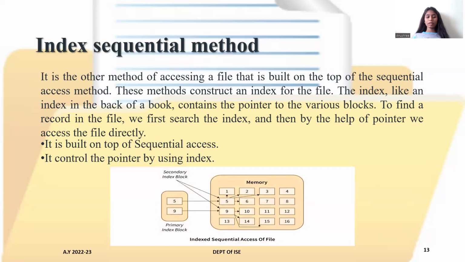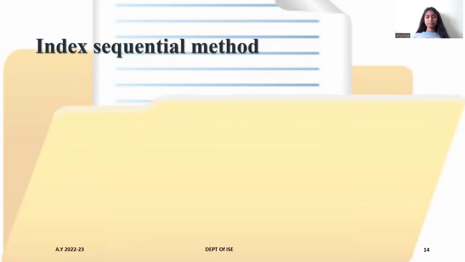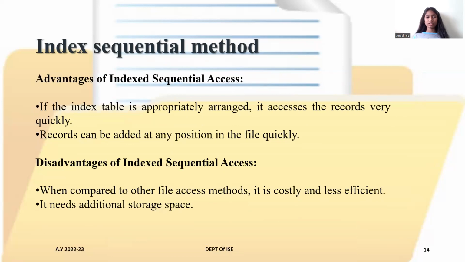Here we have the primary index block and the secondary index block. In the primary index block, we have 5 and 9, which are pointing to the secondary blocks. The 5 is pointing to 1, 2, 3, and 6, and then 9 is pointing to 10, 14, and 15. Advantages of index sequential access: if the index table is appropriately arranged, it accesses the record very quickly. Records can be added at any position in the file quickly. Disadvantages: when compared to other file access methods, it is costly and less efficient. It needs additional storage space.